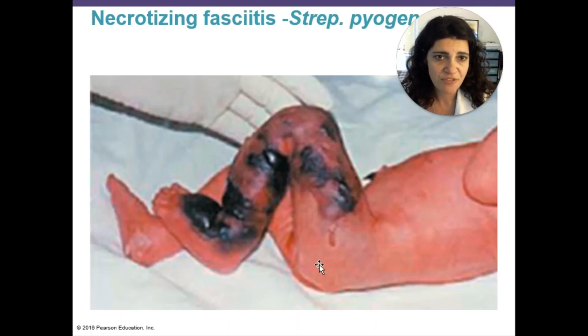This is necrotizing fasciitis caused by Streptococcus pyogenes, and because clots are not being formed, the bacteria are able to move through tissues and through the blood and cause all this harm. There's also a lot of cytokine overproduction here that makes this look even worse.